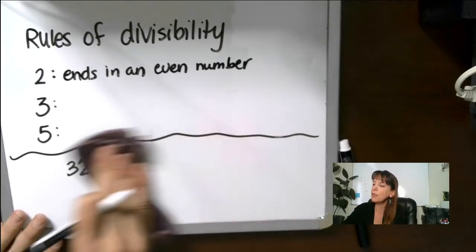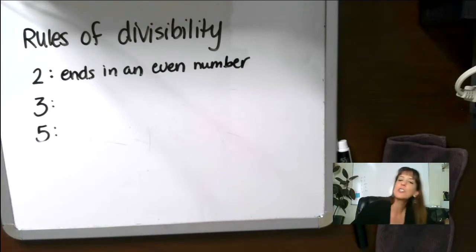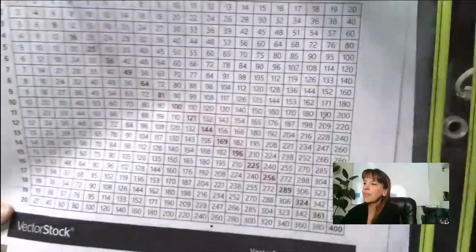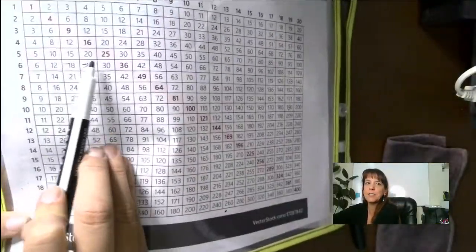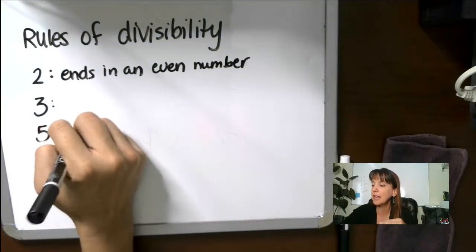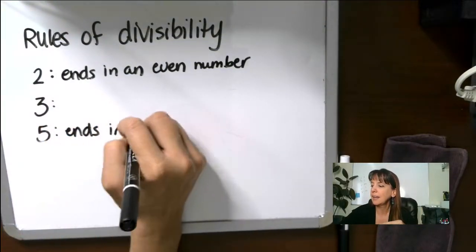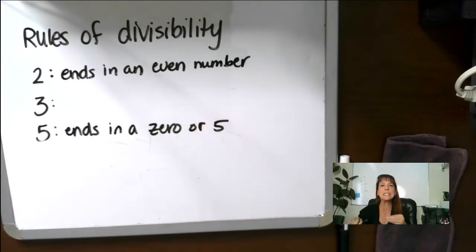Okay, so then the other one is for 5. We're going to take a look at this. I have a multiplication chart here in front of me. You can see this. If you look at 5, it's all along here, right? So it's 5, 10, 15, 20, 25. You'll notice those all end in 0 and 5. So it ends in a 0 or 5.